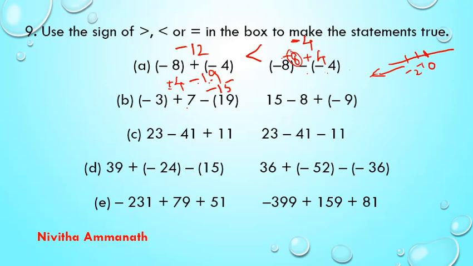Here it is 15 minus 8, that is 7. Right? Plus minus 9. 7 plus minus 9 means this is a positive integer, this is a negative integer. So, plus into minus is minus only. So, 7 minus 9 is minus 2.